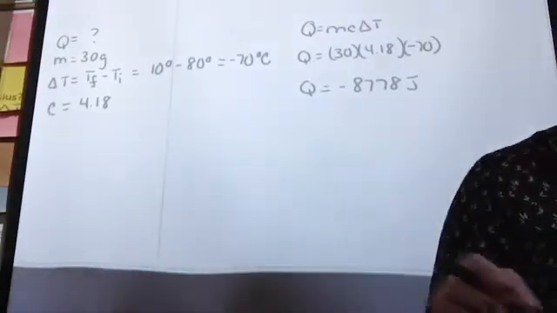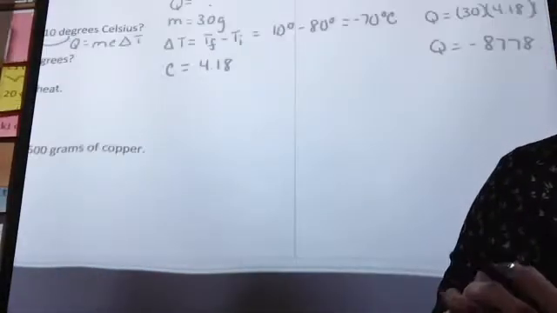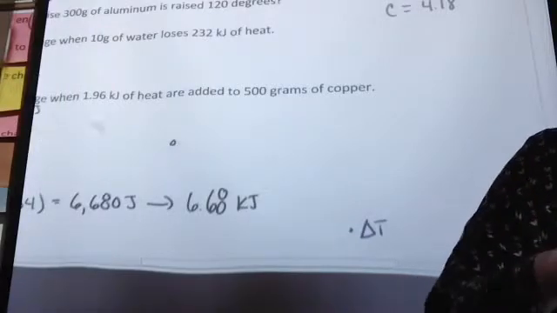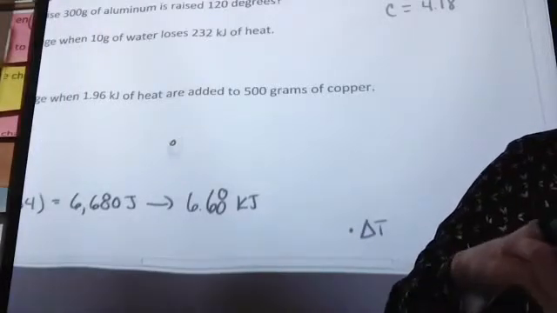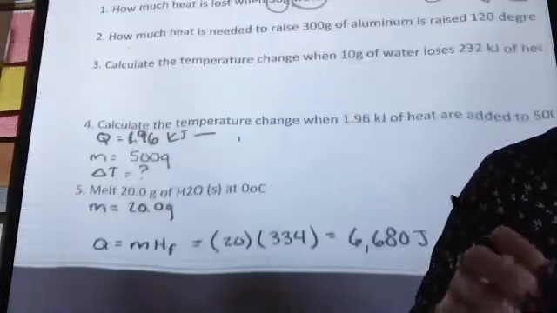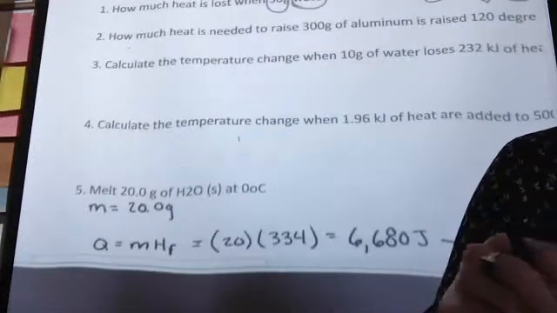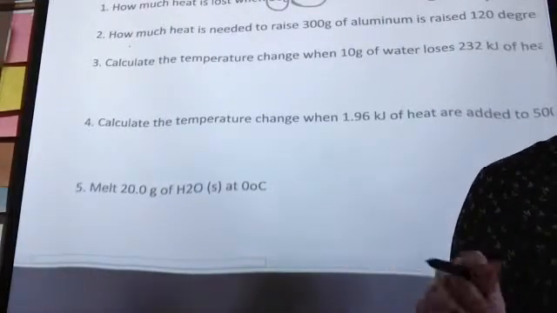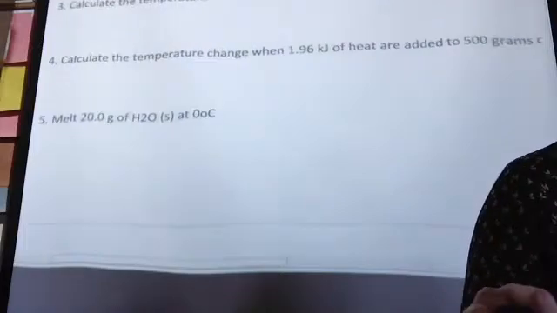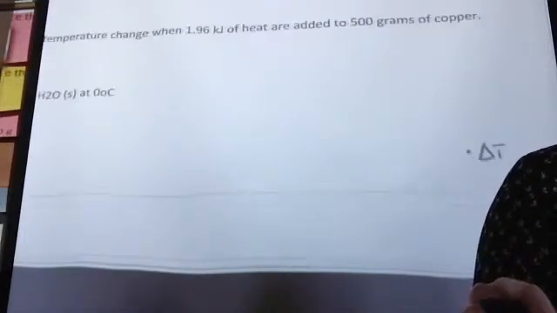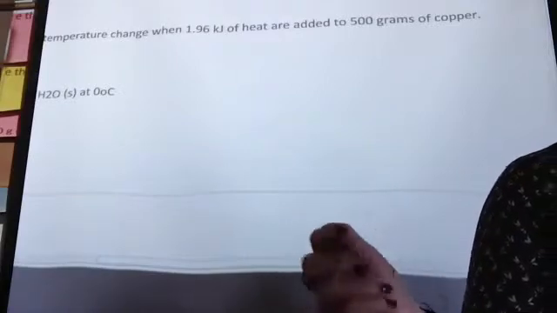Now let's do an equation where we are not solving for heat, but we are solving for one of the variables. Okay, calculate the temperature change when 1.96 kilojoules of heat are added to 500 grams of copper, okay?